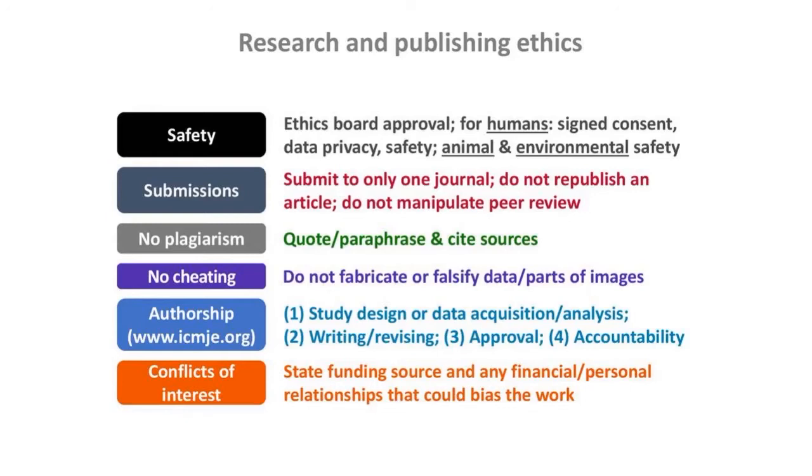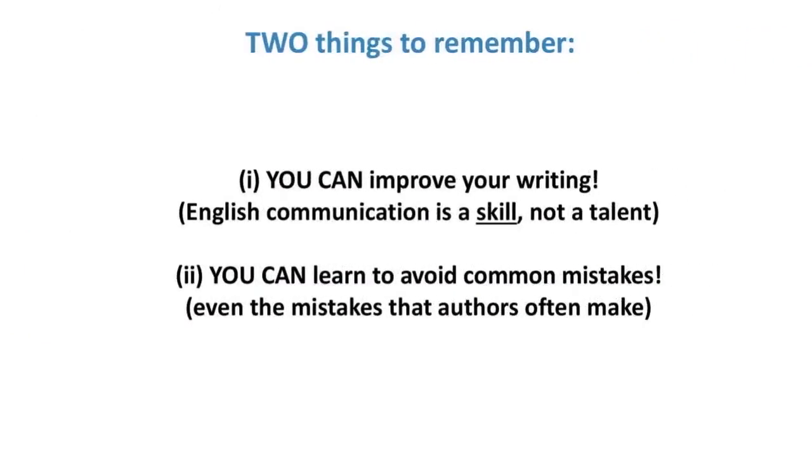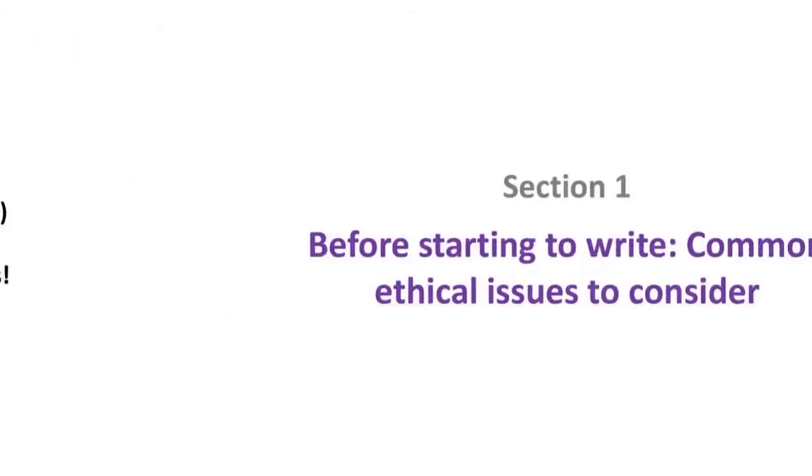One of the most common questions that we often get asked is how to express your conflicts of interest, if you have any, in your articles: your funding sources, and your financial and personal relationships that might bias the work. There are, of course, two things to remember as we go through our training sessions this week, and it's my pleasure to present them on behalf of Bentham Science publishers to our friends and colleagues at the ANCUS Consortium. You can improve your writing. English communication is a skill, not a talent. And of course, you can learn to avoid those common mistakes that lots of authors tend to make, even the ones that they make often.